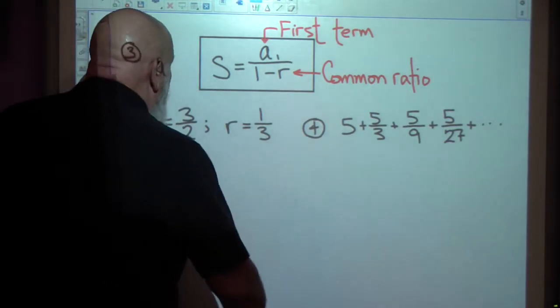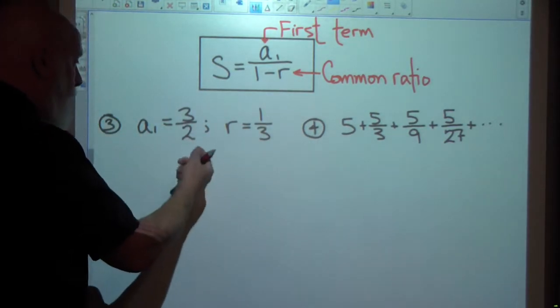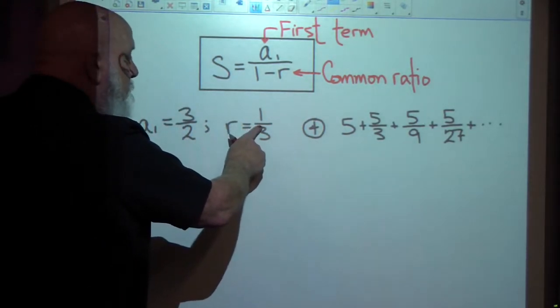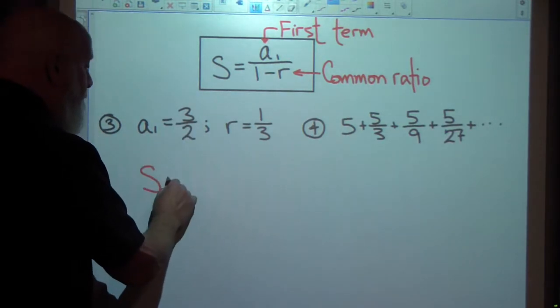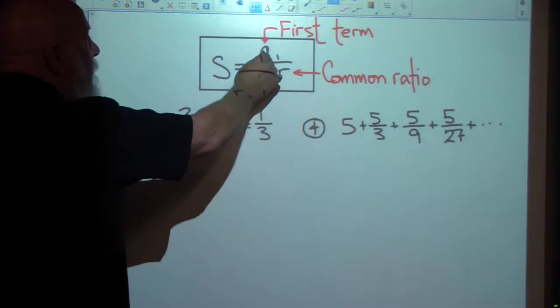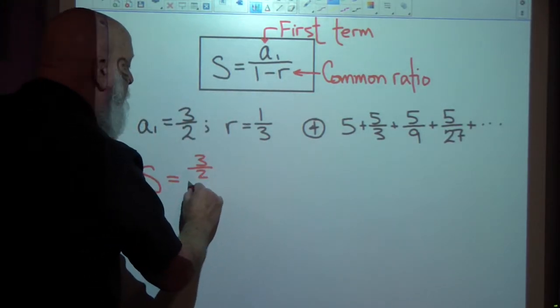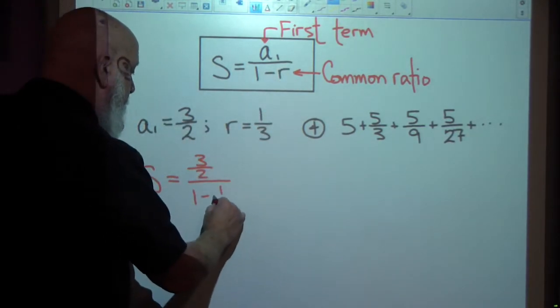If I want to find the sum of this infinite geometric series that's being described, the first term is 3/2 and the common ratio is 1/3. How do we find the sum? We use the sum of an infinite series formula. A sub 1, that's the first term, 3/2, over 1 minus r, which is 1/3.